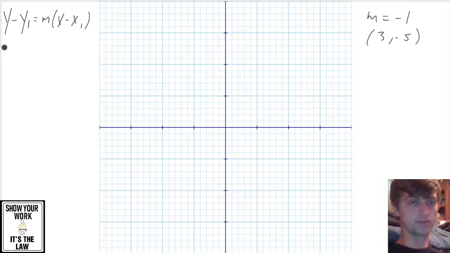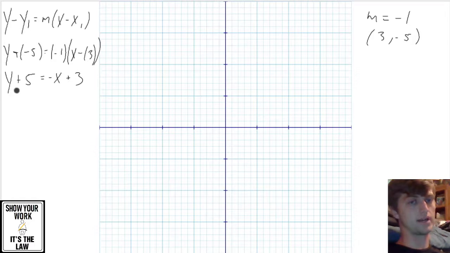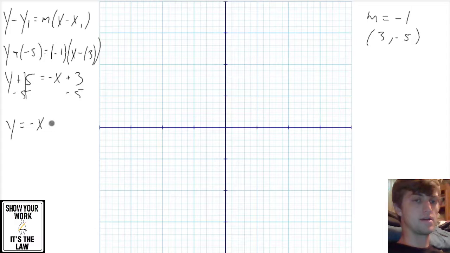Okay, do our substitutions. Y minus, what's our y value? Our y value is -5. Remember, use the parentheses for substitution. M is -1. X minus, and our x value is 3. Okay, y minus -5 is the same as y plus 5. And then we got -1 times x is -x. -1 times -3 is +3. And then to get y by itself, we subtract 5. That gives us y equals -x minus 2.